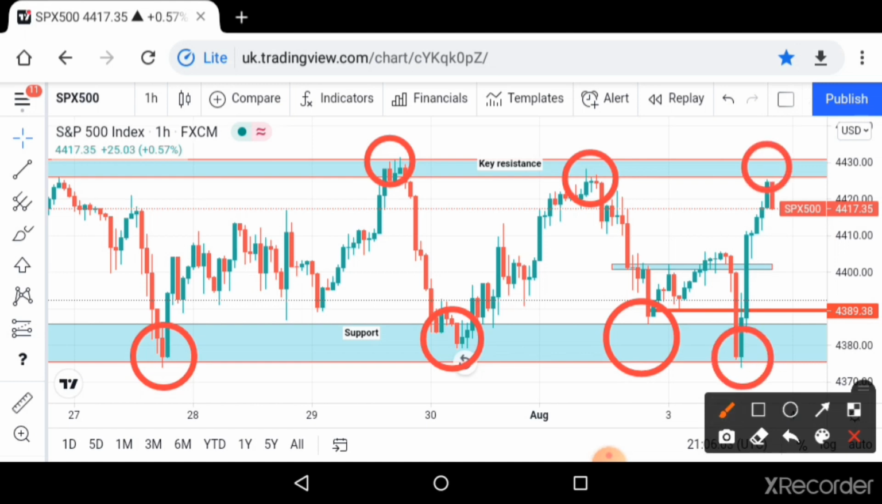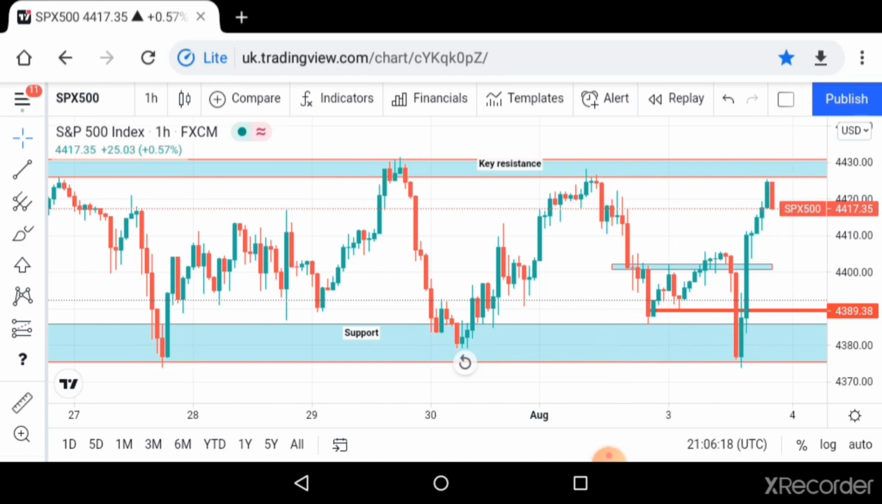So what we're expecting, if we reject this level, we'll come back here. Then again, same thing. But if we don't reject this level, we break out, same thing again, it will break out, it will do a retest, then we'll continue higher. So all the best for the week. We'll see how the market plays out.